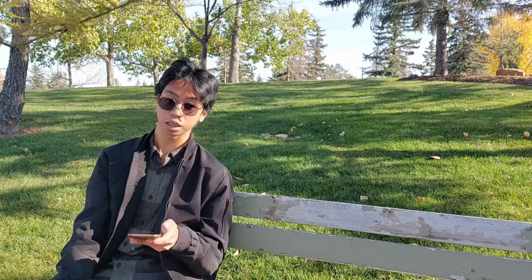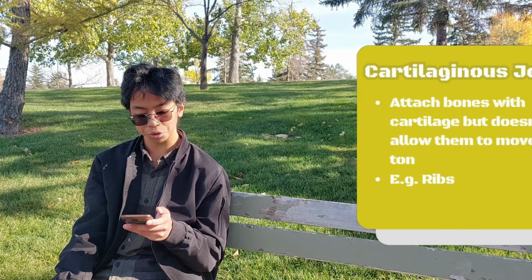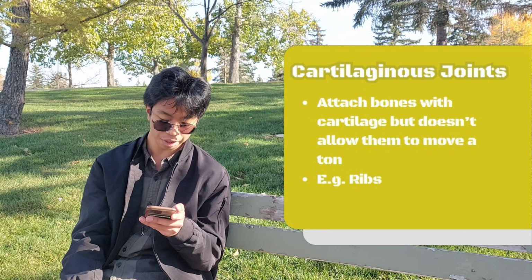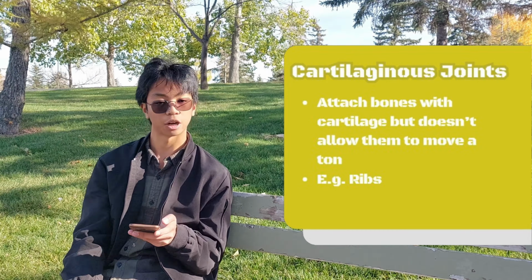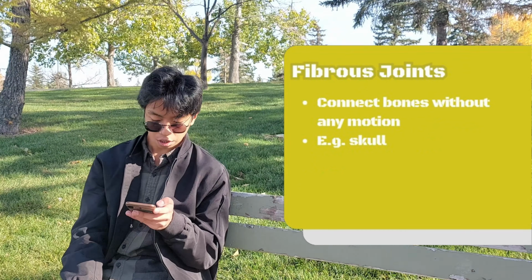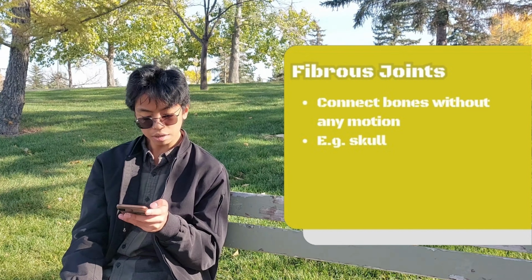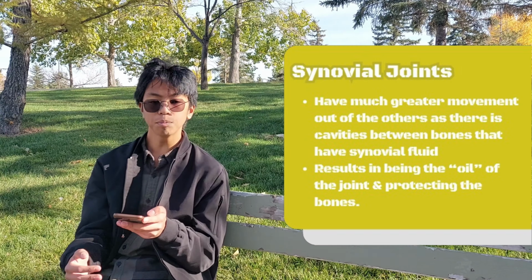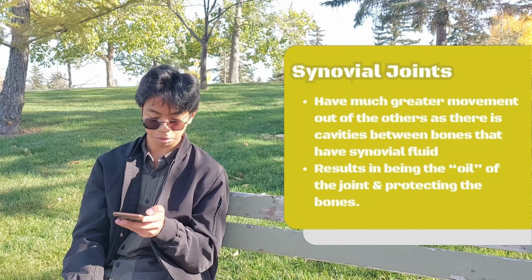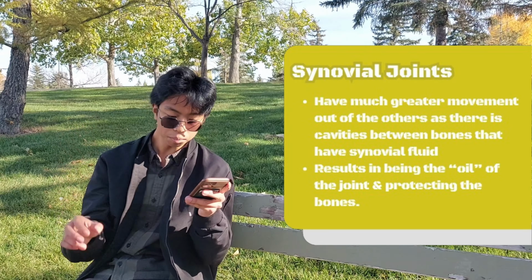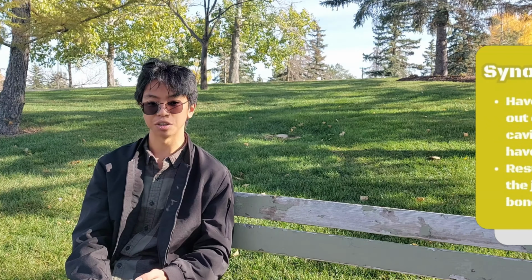There are also many types of joints, from cartilaginous joints, which attach bones with cartilage but don't allow them to move a ton, like the ribs; fibrous joints, which connect bones without any motion, like the skull; and synovial joints, which have much greater movement between bones and have synovial fluid, which can act as the oil of the joint and protect the bones.